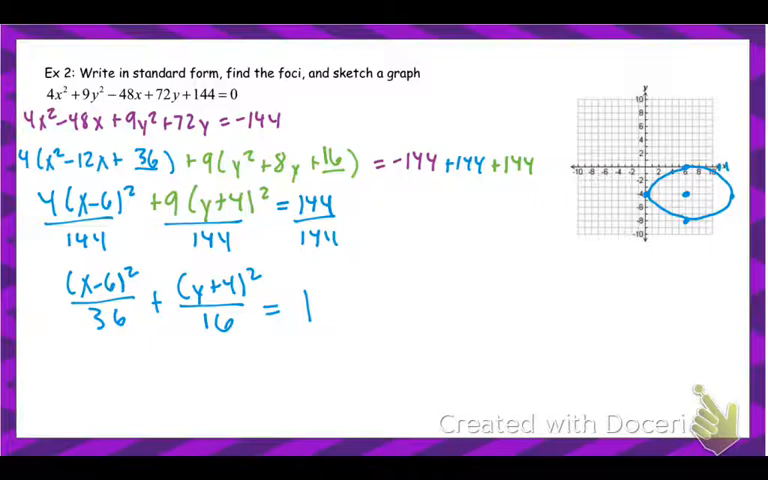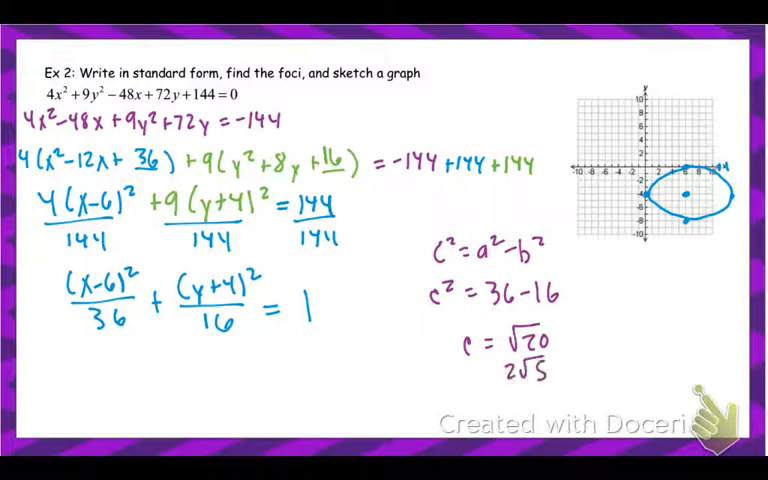And I have my ellipse. Now the last thing it tells me to find are the foci. So in order to find the foci, I need that c value. C squared is a squared minus b squared. So that's going to be 36 minus 16. So c is the square root of 20, which is 2 root 5.